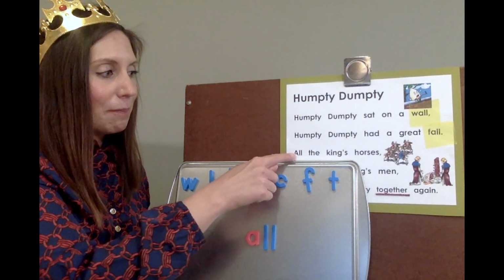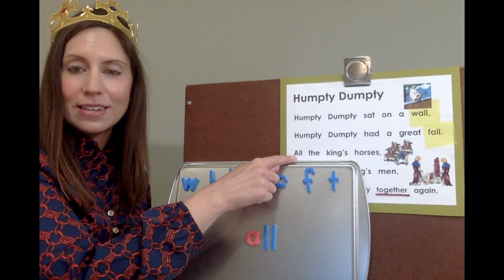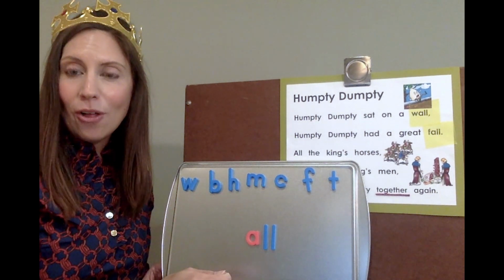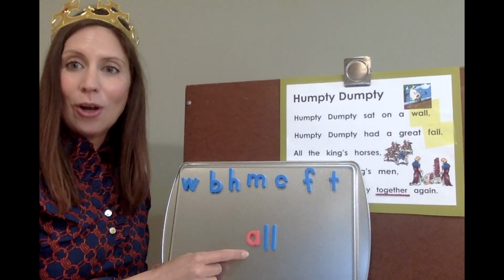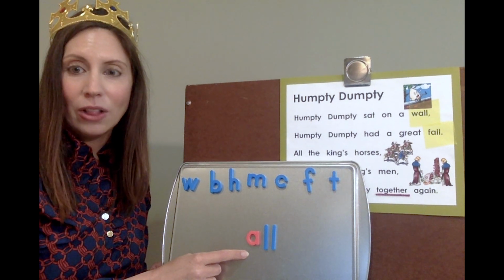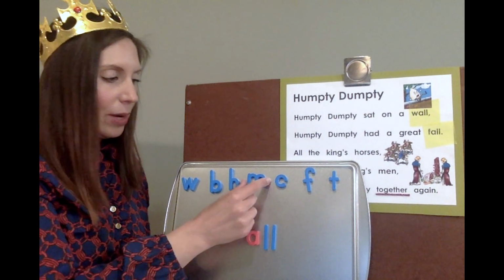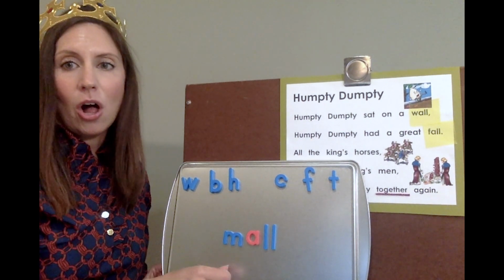In our rhyme right here, all the king's horses and all the king's men, we use this word all. Let's continue making more words with all. What if we put an M at the beginning of all?